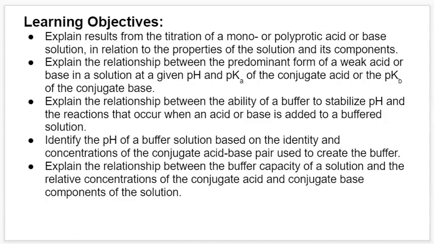to explain the relationship between the ability of a buffer to stabilize pH and the reactions that occur when an acid or base is added to a buffered solution, to identify the pH of a buffer solution based on the identity and concentrations of the conjugate acid-base pair used to create the buffer, and to explain the relationship between the buffer capacity of a solution and the relative concentrations of the conjugate acid and conjugate base components of the solution.